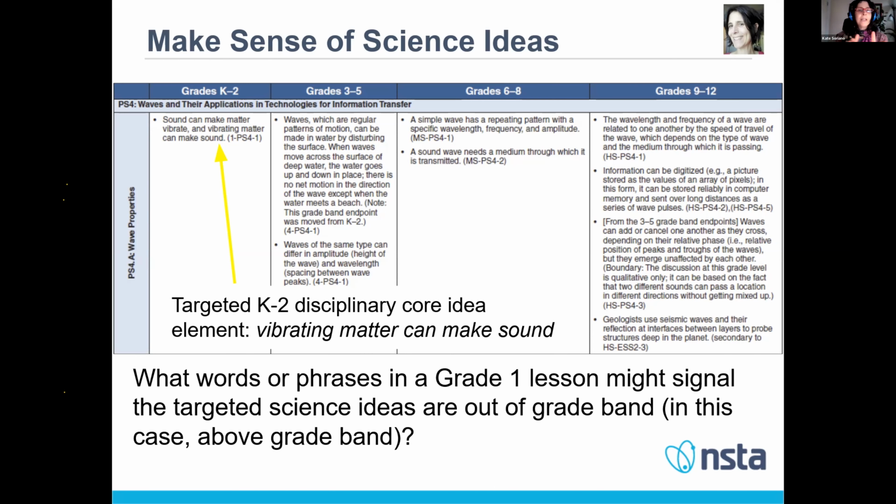How will you know when you are out of grade band? That you are asking students to do or think about things that they're not conceptually ready for, or that they physically can't do yet with their bodies. Because in part, that's how it was decided where these different ideas belong. So take a look, read from left to right, and what would be those red alert, red flag words that we might see in a first grade lesson that says, uh-oh, we are not targeting the science idea that's appropriate for them? Mimi, thank you for starting us off.